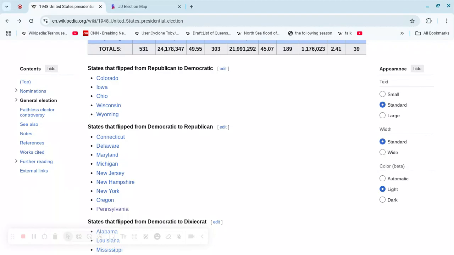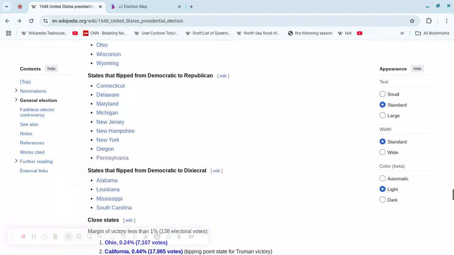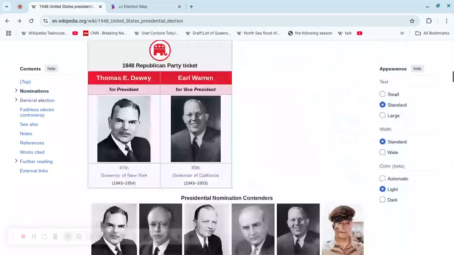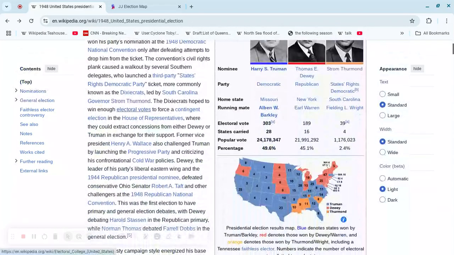Republicans lost 5 states. They lost Colorado, Iowa, Ohio, Wisconsin, and Wyoming. Now, they gained a bunch of states in the Northeast: Connecticut, Delaware, Maryland, New Jersey, New Hampshire, New York, Pennsylvania. They also gained Michigan and Oregon. So they did gain a lot of states. And the Dixiecrats took 4 states away, but this election is very, very different. And we'll get into that.